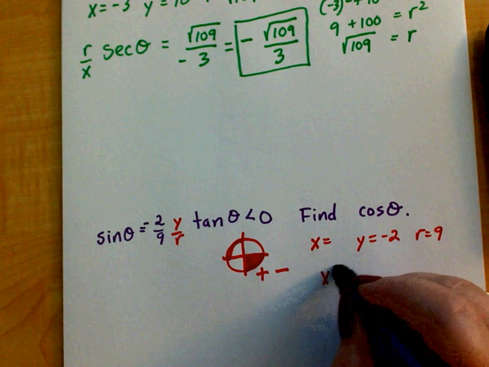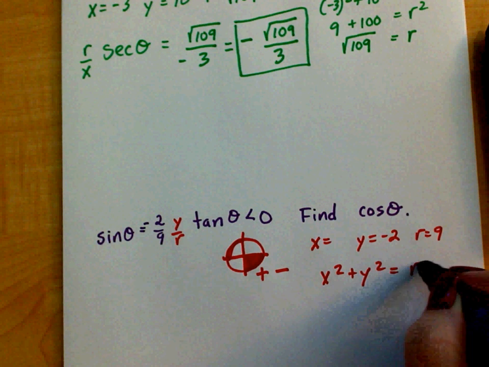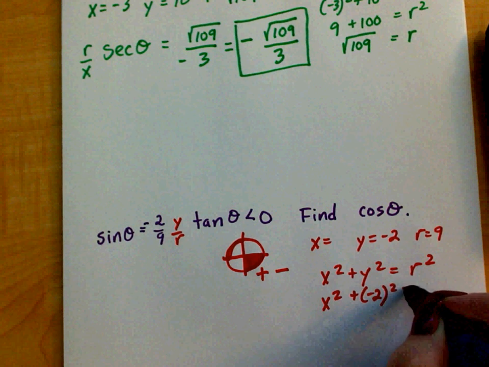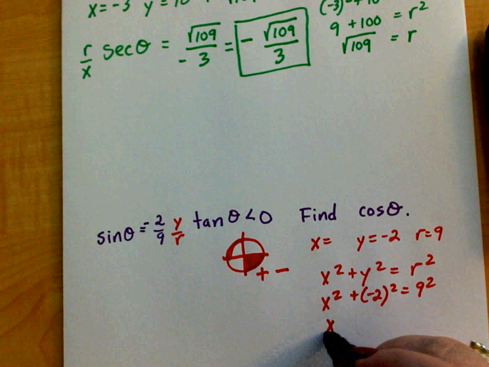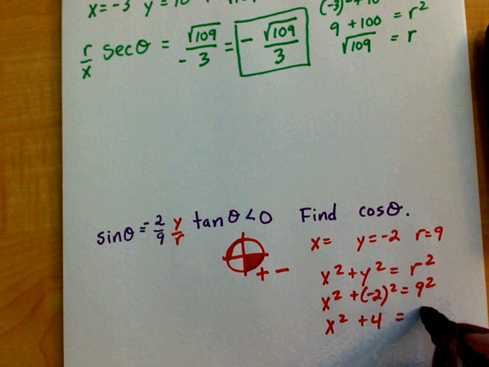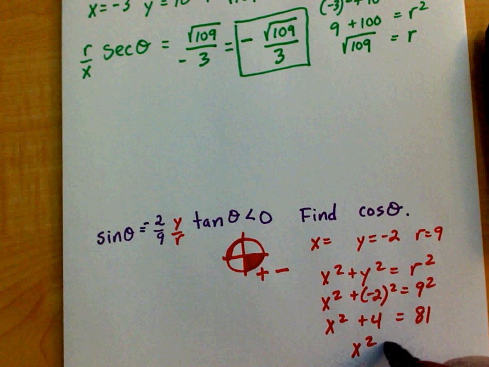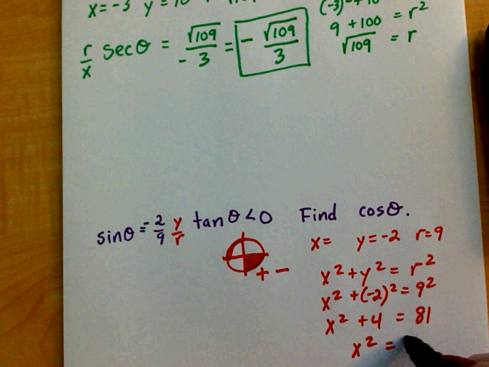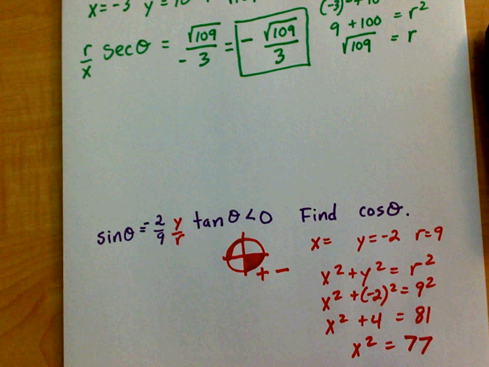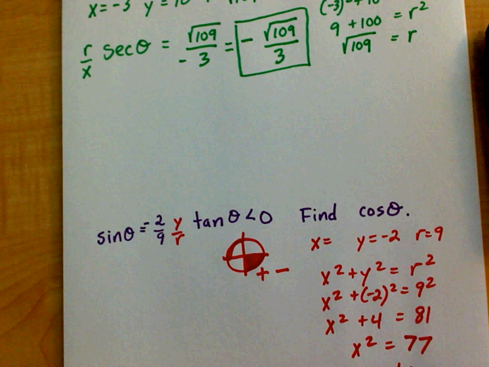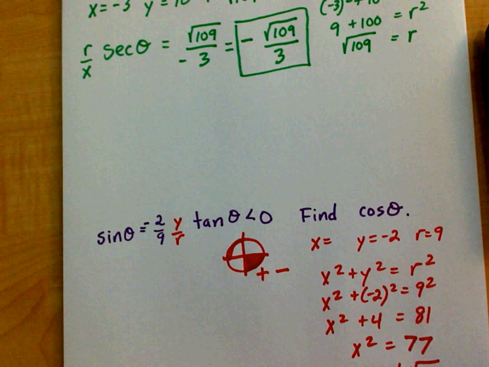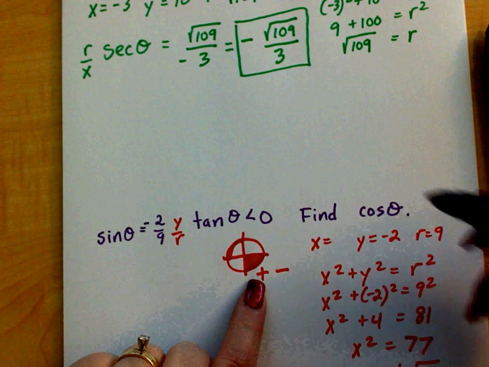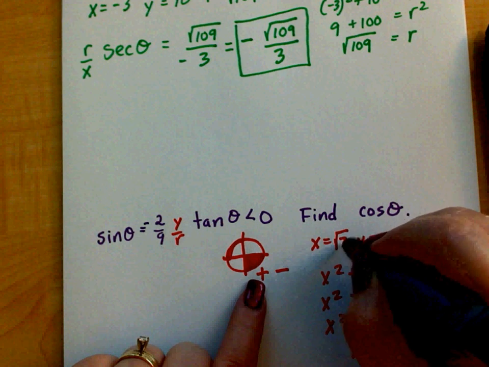So I do know that x squared plus y squared is equal to r squared, or x squared plus negative 2 squared is equal to 9 squared, or x squared plus 4 is equal to 81, or x squared is 81 minus 4, which is what, 77? I believe so. So we'll say x is plus or minus square root of 77. I know that x is positive because it is in the fourth quadrant, so I'm going to go ahead and make the leap and say it's positive square root of 77.